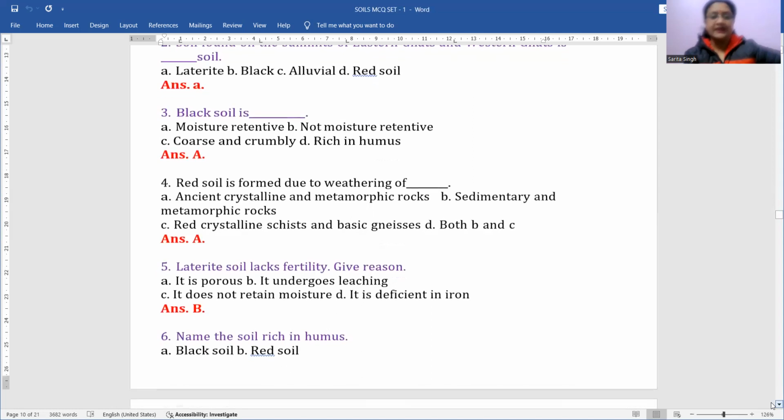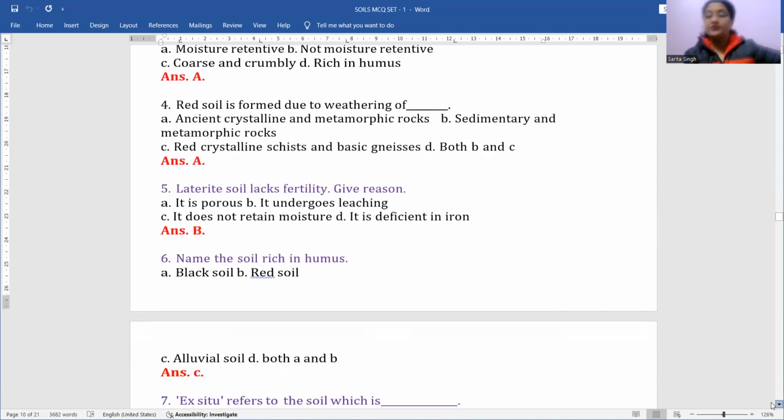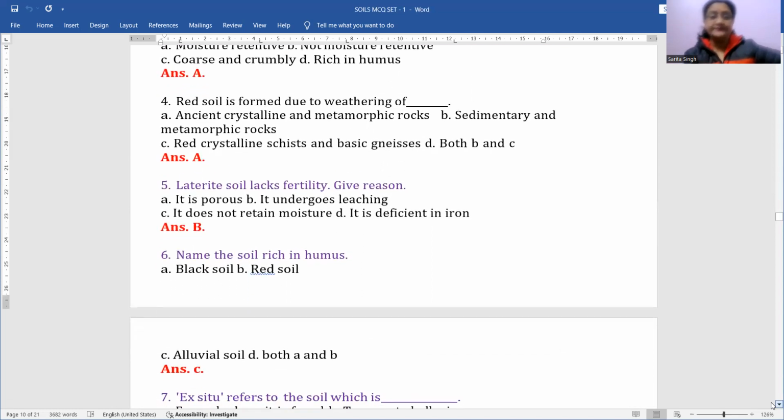नेक्स्ट है लेटराइट सॉइल लैक्स फर्टिलिटी. अब क्यों फर्टिलिटी इसमें कम होता है? गिव रीजन. नंबर 1 is it is porous. Number 2, it undergoes leaching.